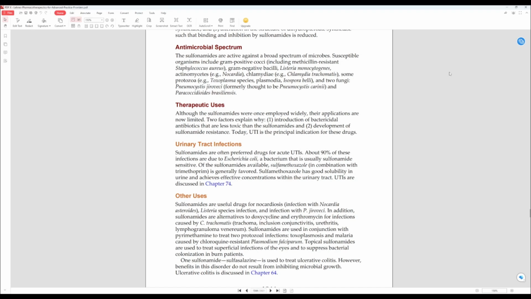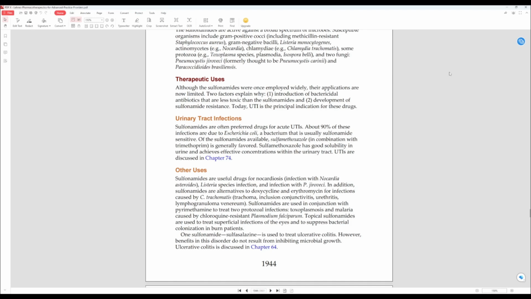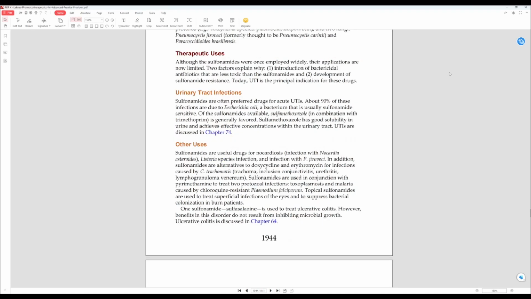So that brings us to urinary tract infections. Sulfonamides are often preferred drugs for acute UTIs. About 90% of these infections are due to E. coli, a bacterium that is usually sulfonamide sensitive. Of the sulfonamides available, sulfamethoxazole is generally favored. It has good solubility in urine and achieves effective concentrations within the urinary tract. UTIs are discussed further in Chapter 74.